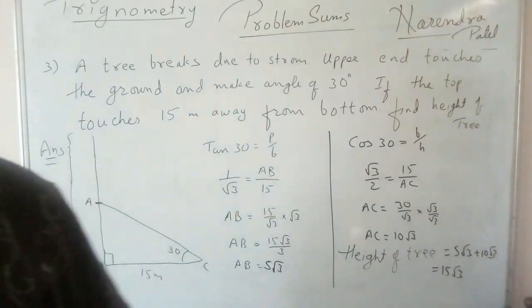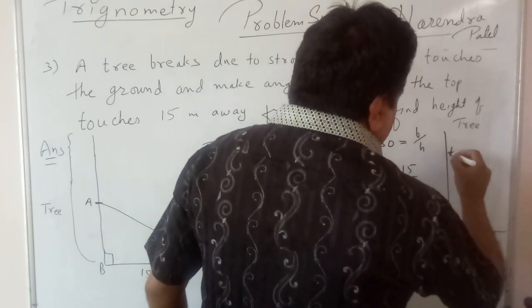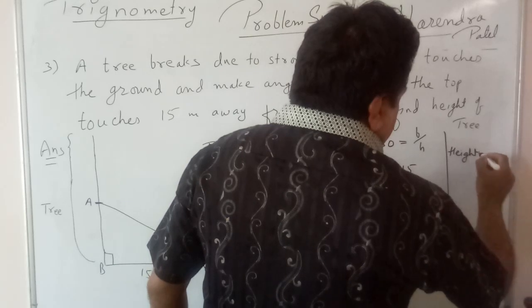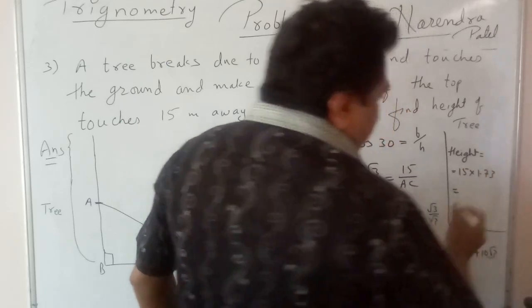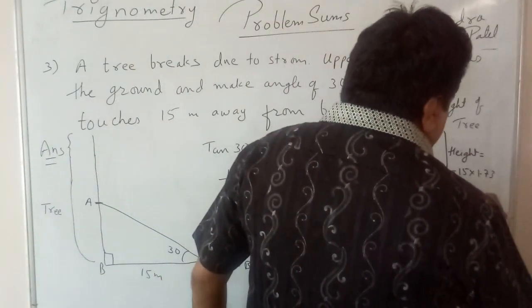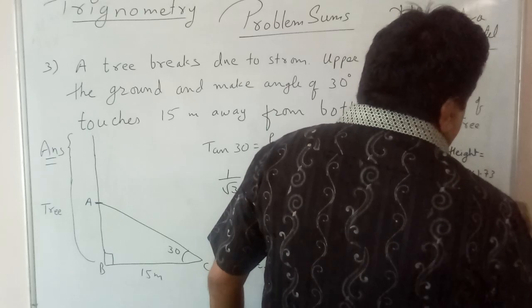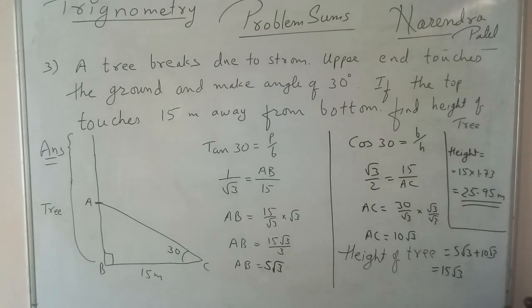Now we can put the value of root 3. So here the height is equal to 15 into 1.73. If you multiply 15 with 1.73, you will get 25.95 meters. This is the height of the tree which was broken after the storm. So you have to watch this properly and do it properly. Some like this will be given to you. You have to do it and try it.